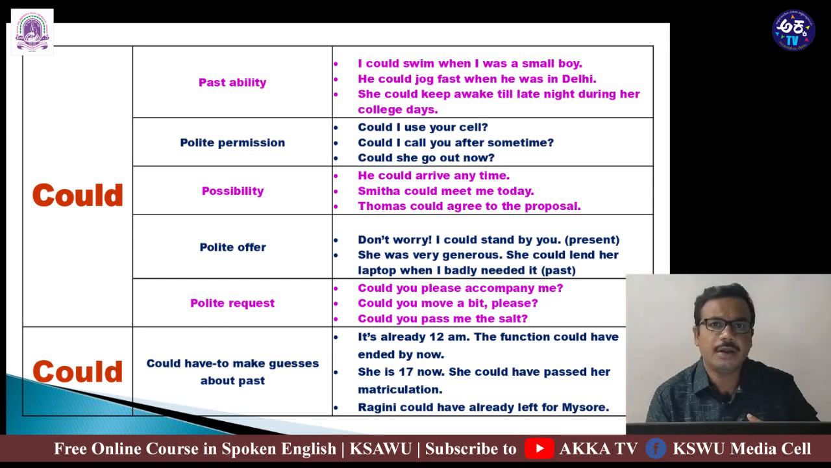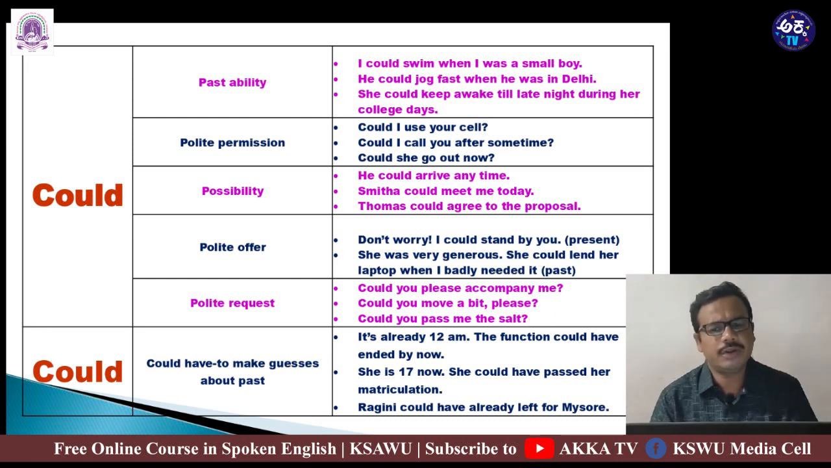Swimming is my past ability, and now I cannot swim. That ability is not with me. That ability has gone now. And then he could jog fast when he was in Delhi. When he was in Delhi and he was very young and energetic and he could jog fast. Now he cannot jog. Okay, he has put on a lot of weight. He has become a little fatter. And he cannot jog fast. The jogging was the past ability of the person, right? He can no longer jog as fast as he could when he was in Delhi.